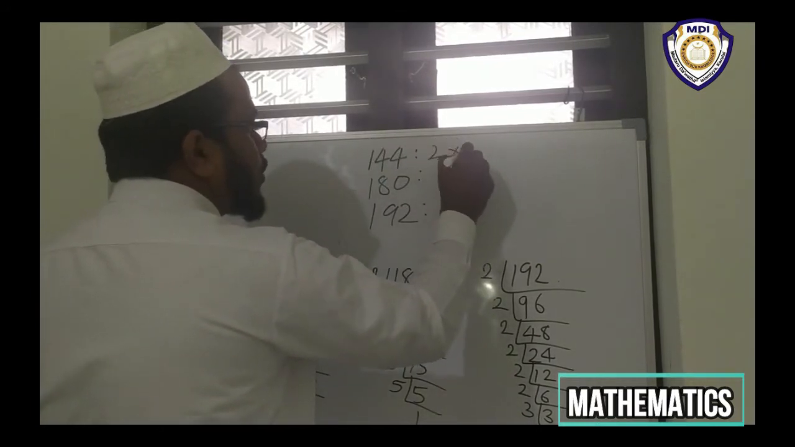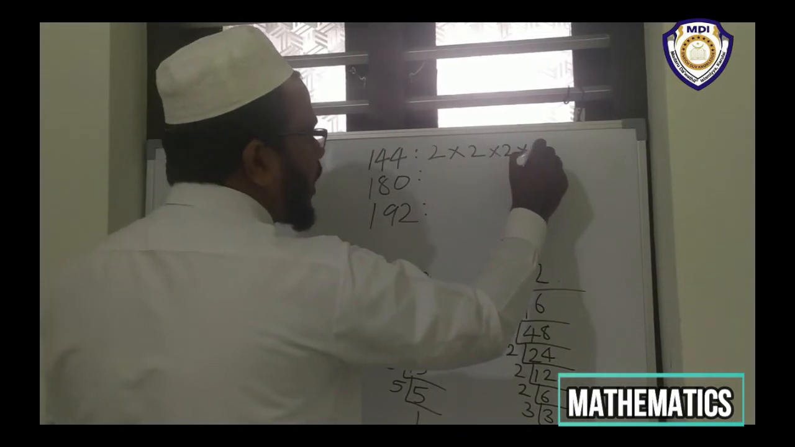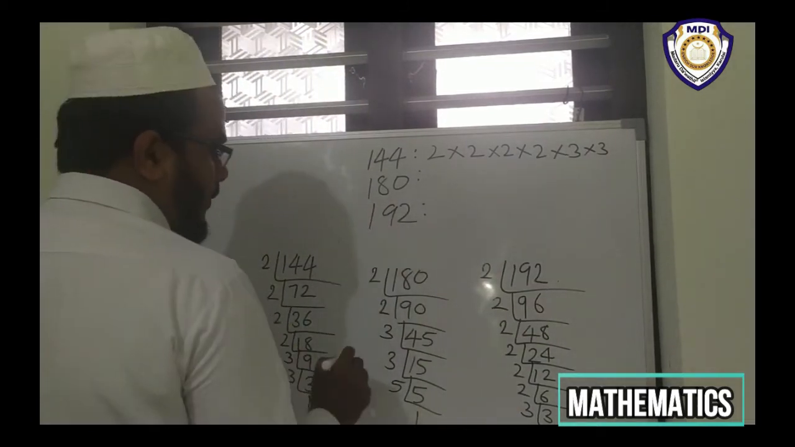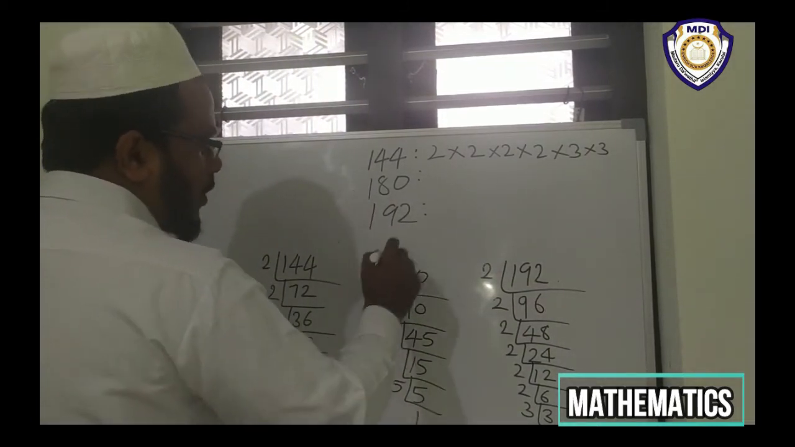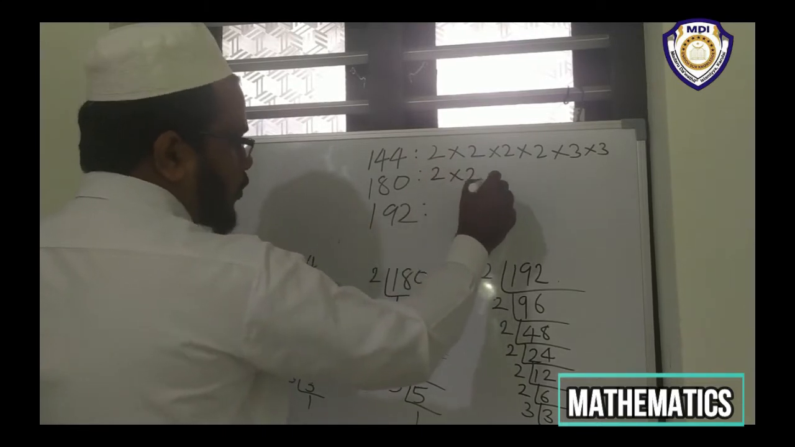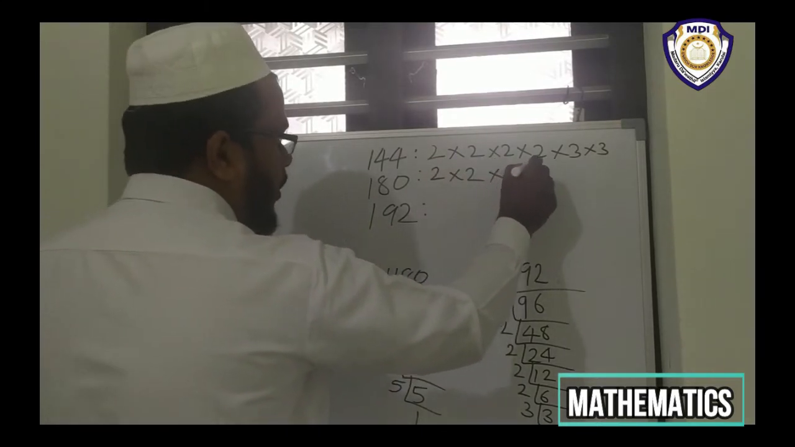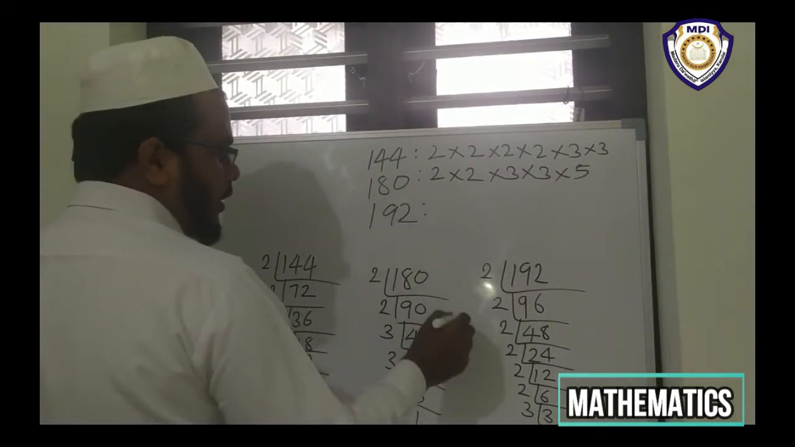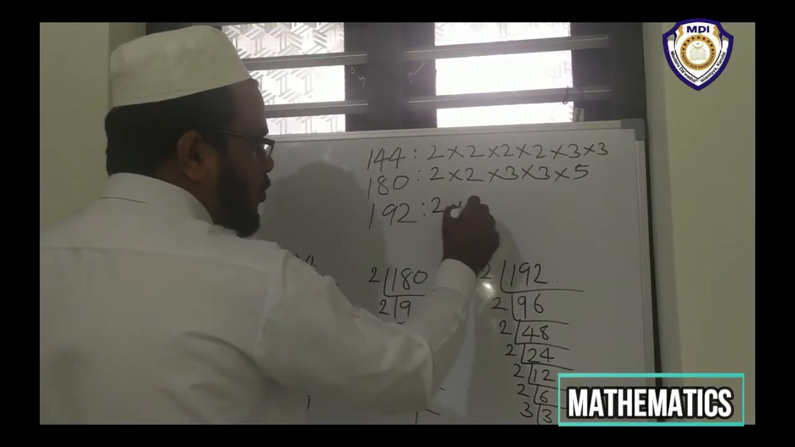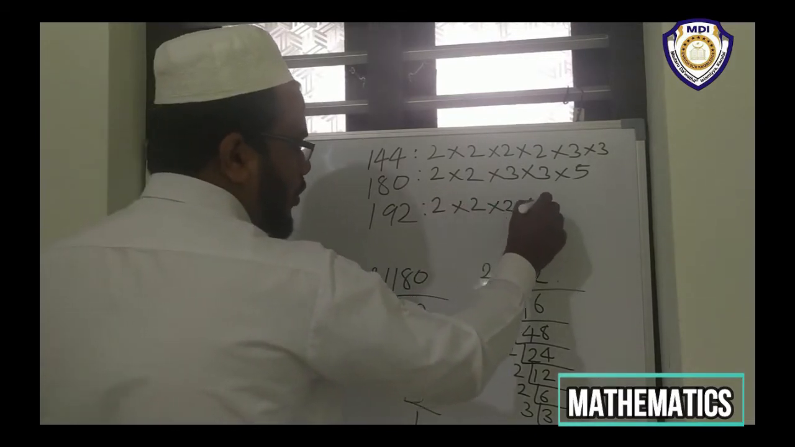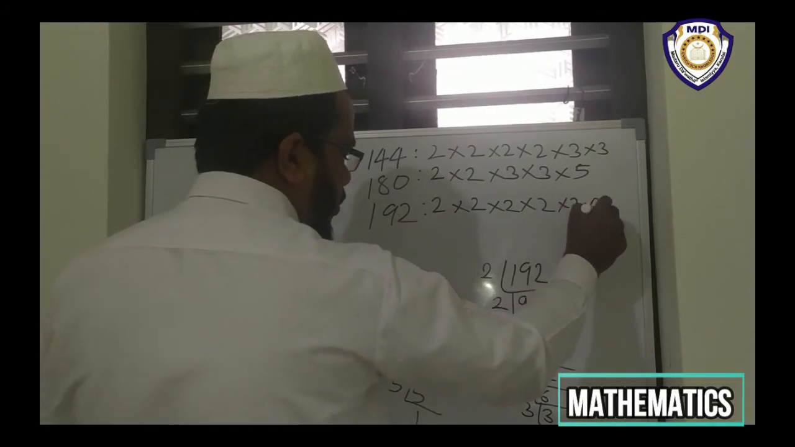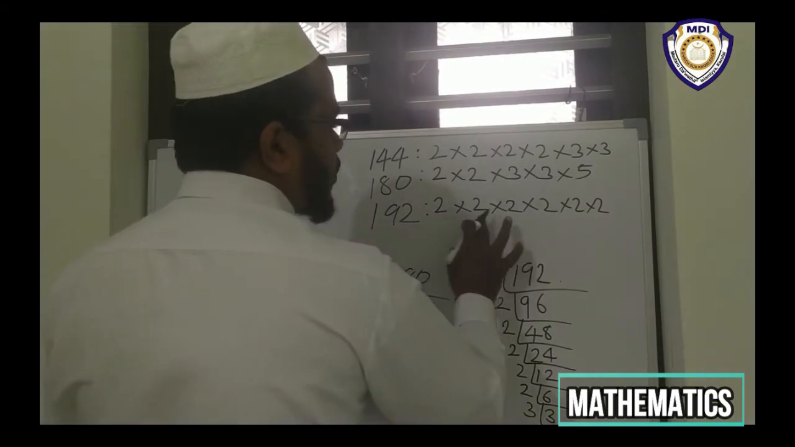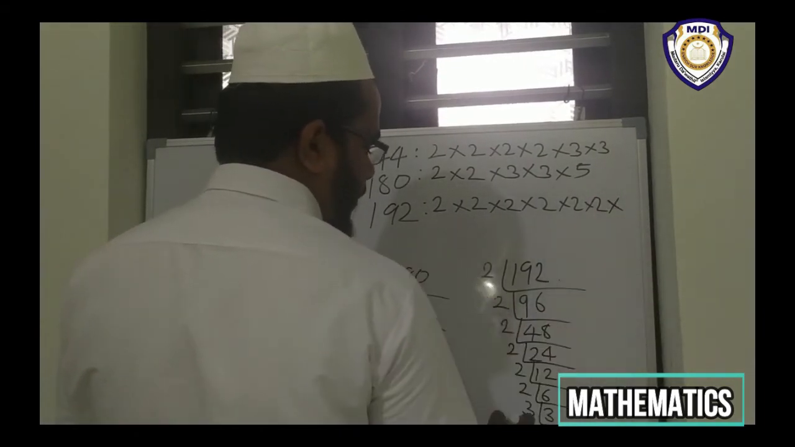Then 2 into 2 into 2 into 2 into 3 into 3. Here 1 2. Okay. 2 into 2 into 3 into 3 into 5. Okay. Then here 2 into 2 into 2 into 2 into 2 into 3, and then 3.